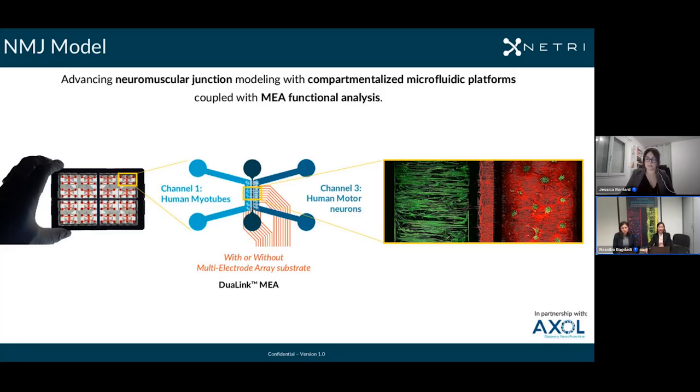Each channel is connected by microchannels through which only axons can pass. The device may or may not be coupled to electrodes to make electrophysiological recordings over time. So in concrete terms, muscle cells were seeded in channel 1 and motor neurons in channel 3.